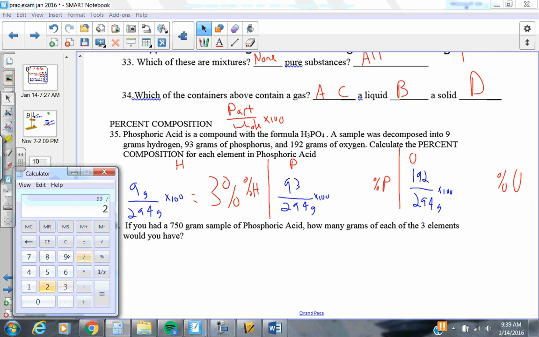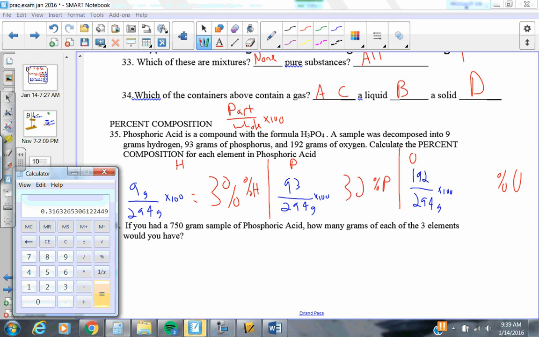93 divided by also 294, because that's the whole. When I move the decimal over, it's going to be about 32%. I'm taking this times 100 equals 31.6, and I'm just rounding. Last one, 192 divided by 294 equals that, times 100 equals 65-ish percent. So I'll write 65%. I like to do a little reality check. 65 plus 32 is 98, plus 3 is 101. With rounding, it looks like I did things correctly.